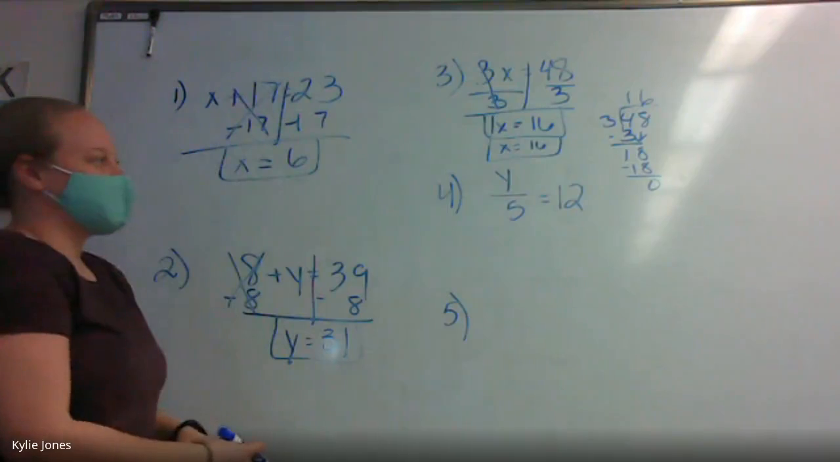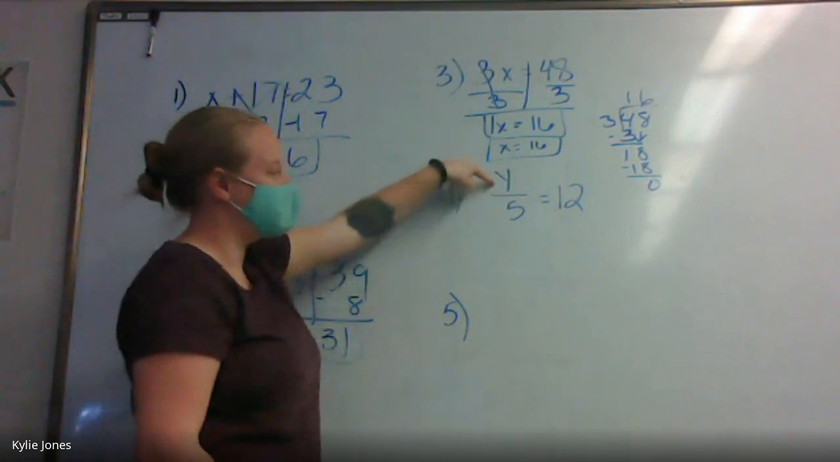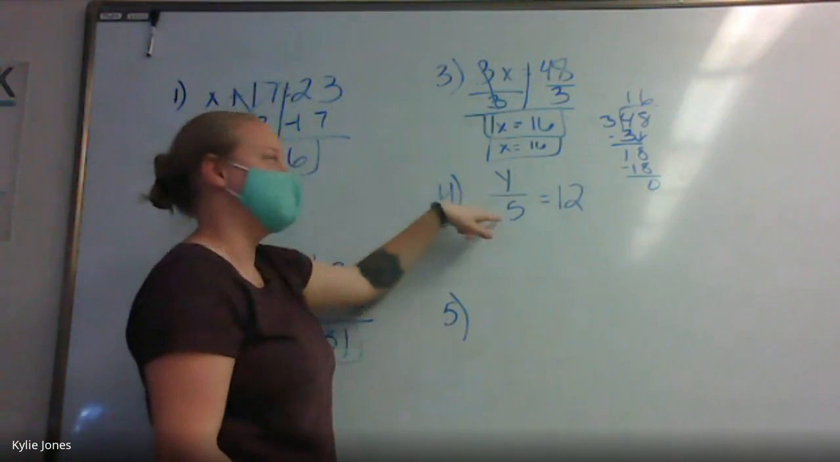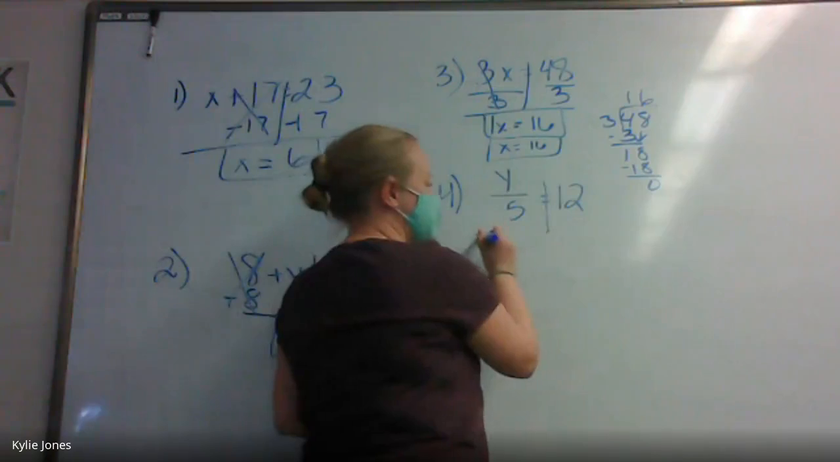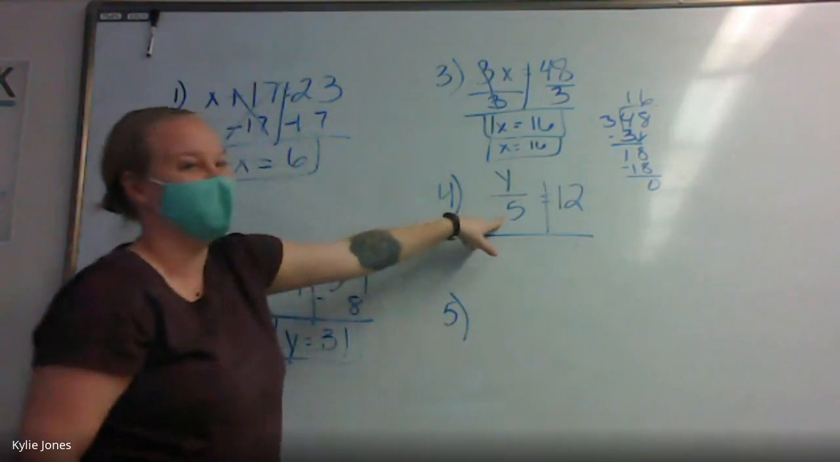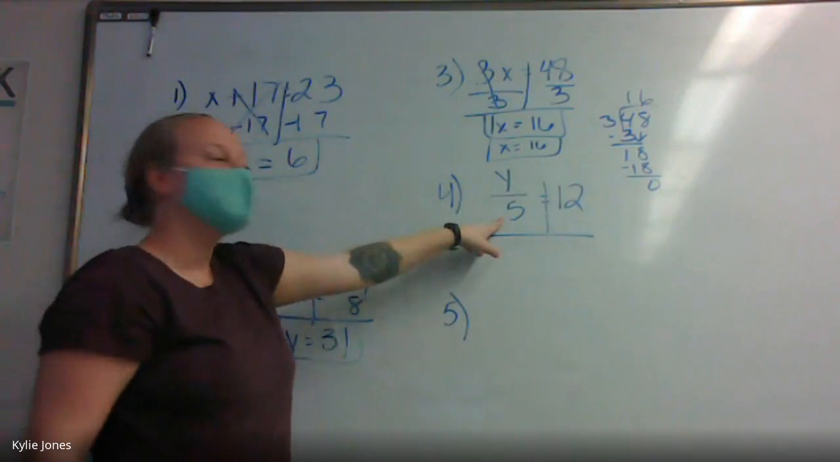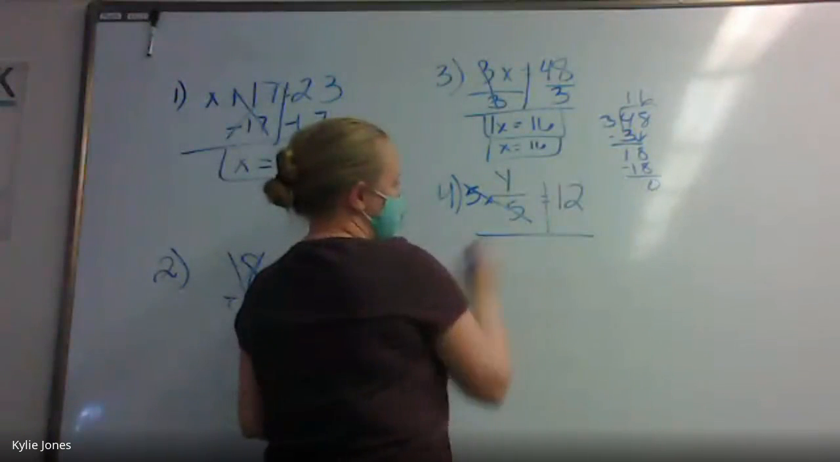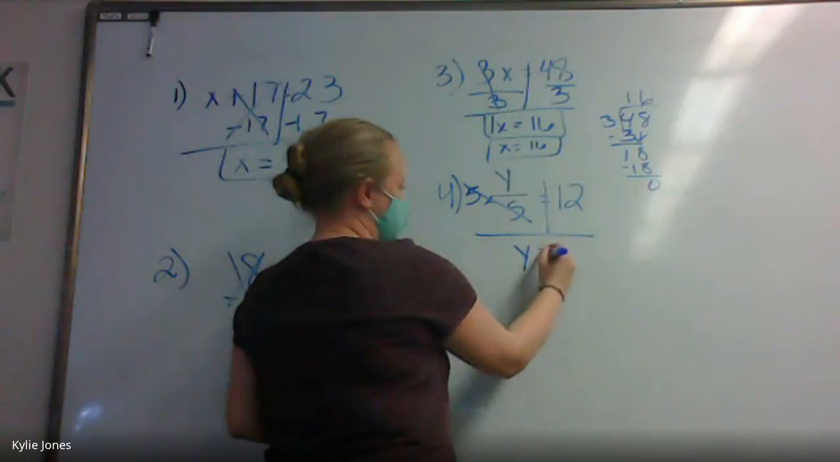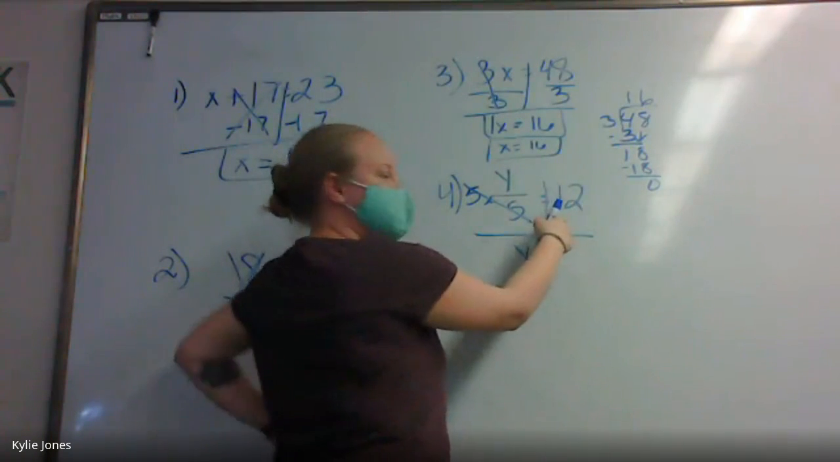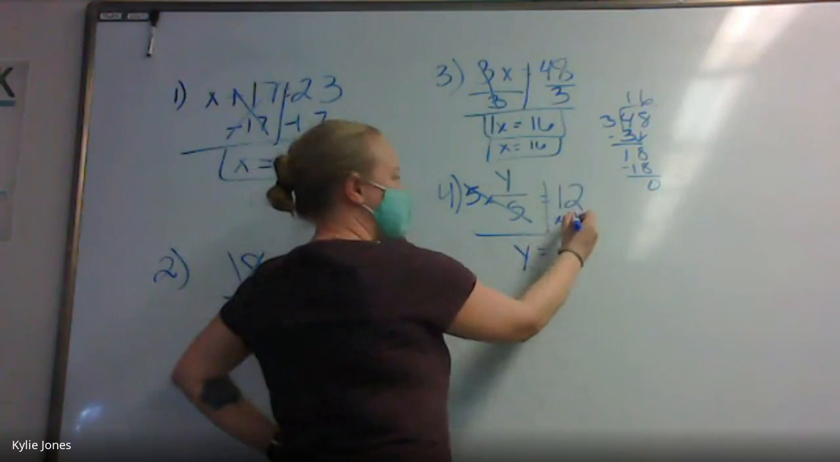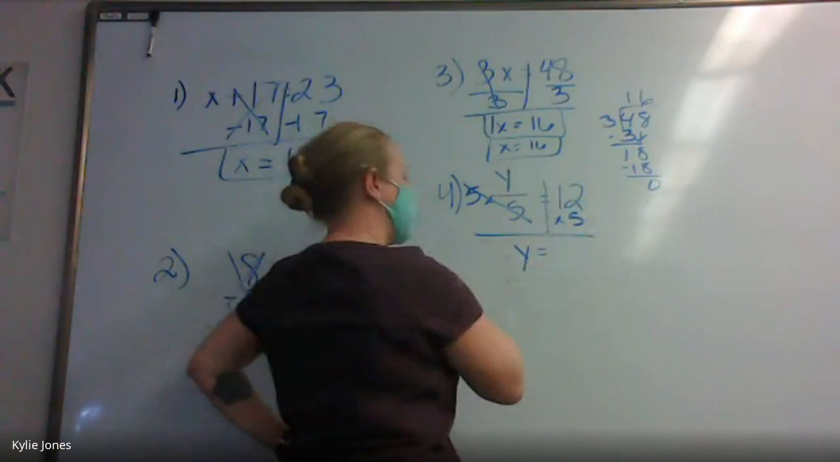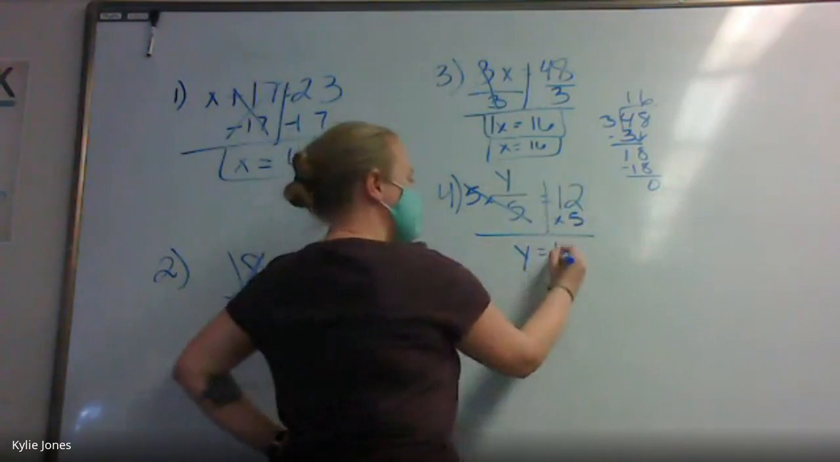And then the last one, we have y divided by 5 equals 12. So we have to get rid of this dividing by 5. What's the opposite? Multiply by 5. Fives cancel each other out. The 5's cancel and you're left with y. What do I need to do here? Multiply by 5. And 12 times 5 is? 60. y equals 60.